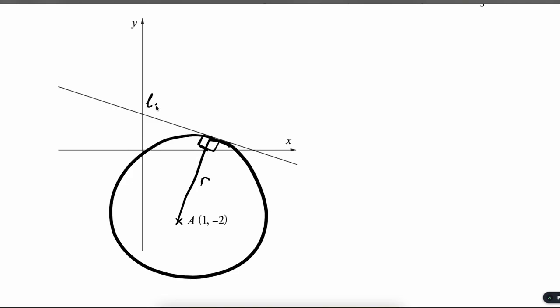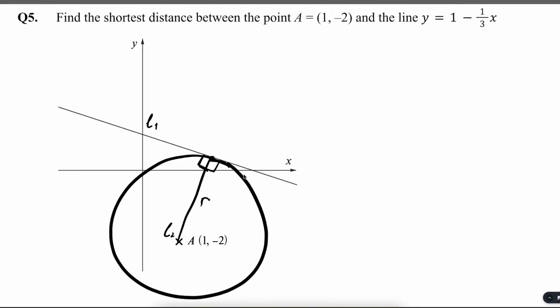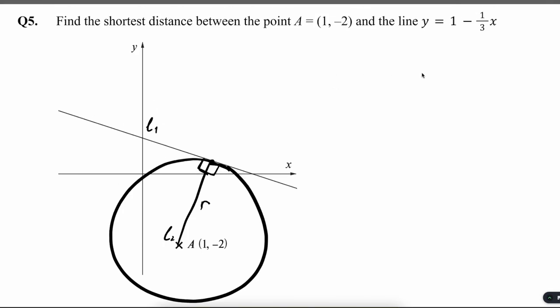So we'll call this L1 and we'll call this L2. So we need to first find this point here where L1 meets L2, but we first need to find L2. So the gradient of L2 is going to be the negative reciprocal of L1. We know this is L1 up here because it tells us L1. So the negative reciprocal of that gradient equals 3. So that's m of L2.